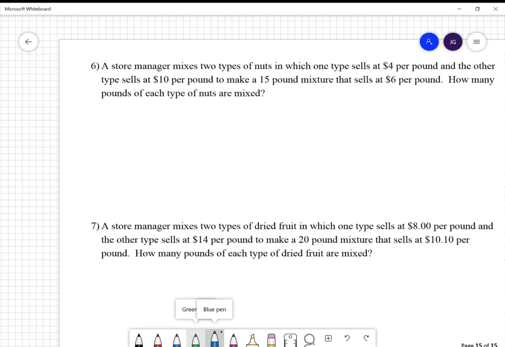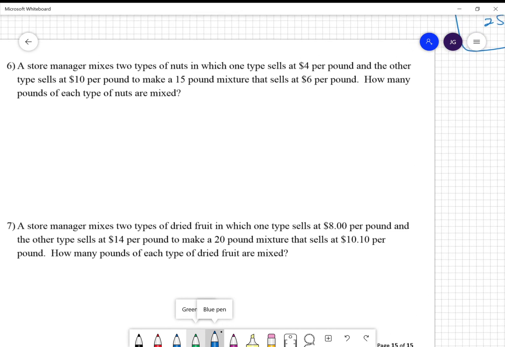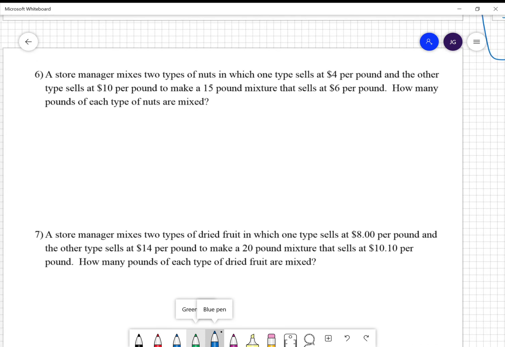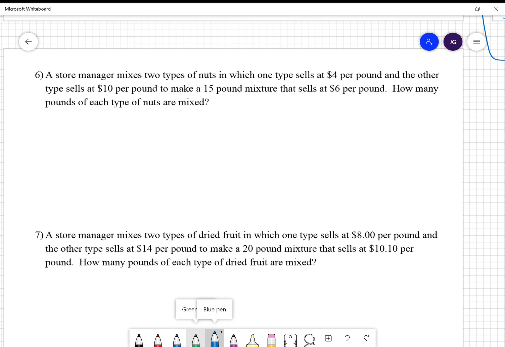Okay, next two problems. These are back to the mixture ones. A store manager mixes two types of nuts, in which one sells at $4 per pound and the other sells at $10 per pound. To make a 15-pound mixture that sells at $6 per pound, how many pounds of each type of nut are mixed? So we have two types of nuts. We have the $4 per pound nut, and we have the $10 per pound nut.